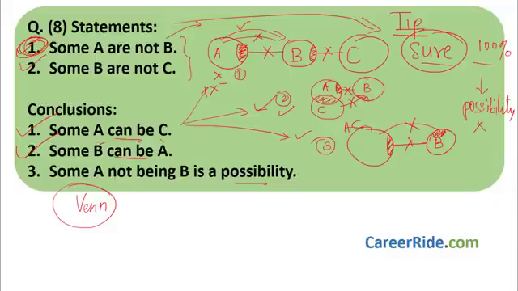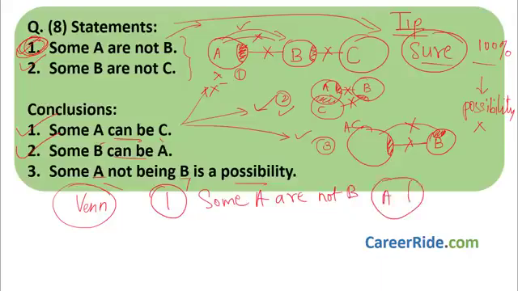Let's move on to the third conclusion. Some A not being B is a possibility. Now, the A and B relation is asked, which is already there in statement number 1. What is the statement? Some A are not B, which can be drawn like this. A, this is a part which is not related to B. The conclusion is that some A not being B is a possibility. That means some A is not B. We already know that some part of A is not B. It is given in the statement. That is, we are 100% sure that some part of A is not B.